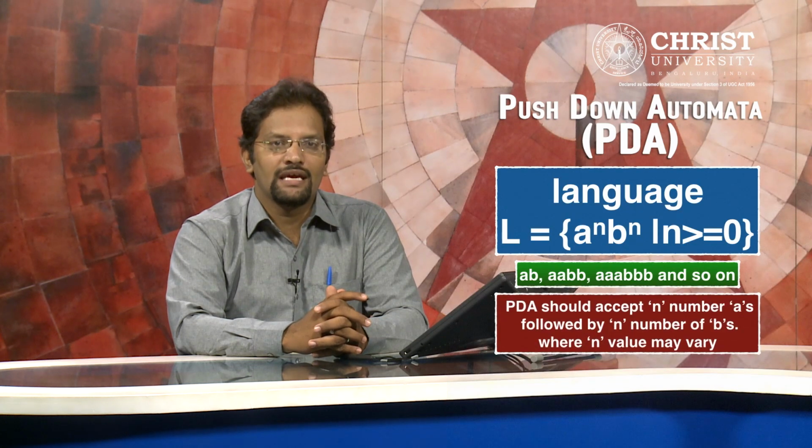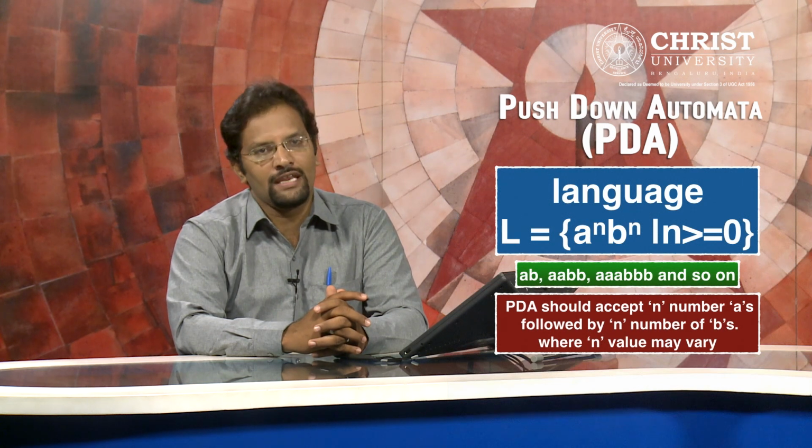Now, let us design a simple PDA. This is a PDA to accept the language L = {aⁿbⁿ such that n ≥ 0}. To design a PDA for this language, first we have to analyze how it is designed. For that, we need to list the strings accepted by the automata. Some of the strings accepted are AB, AABB, AAABBB and so on. That is, the PDA should accept n number of A's followed by n number of B's, where the n value may vary.